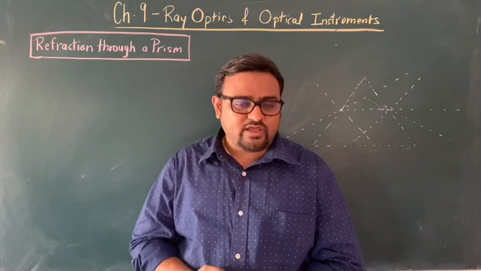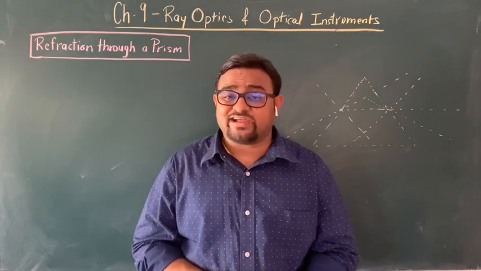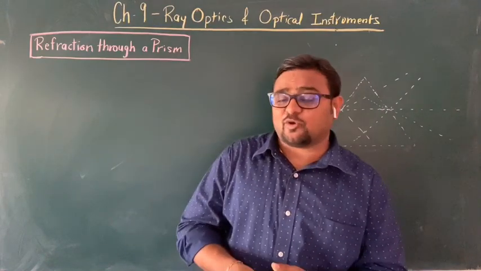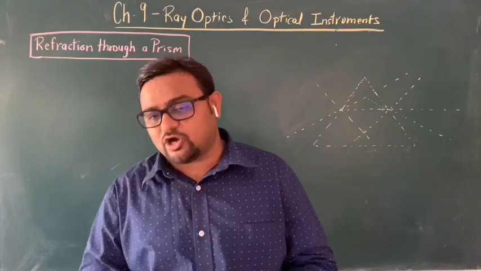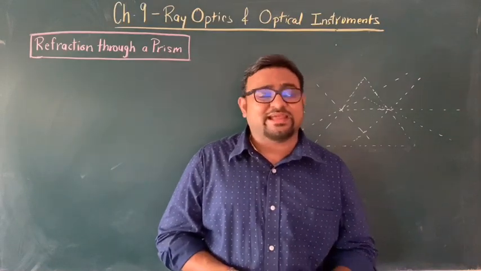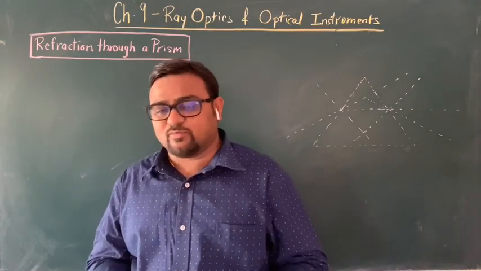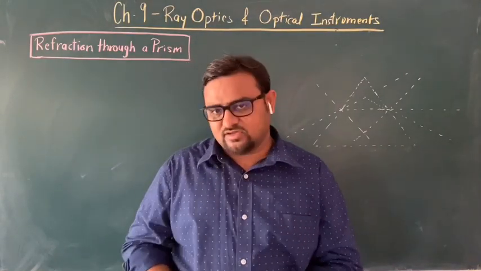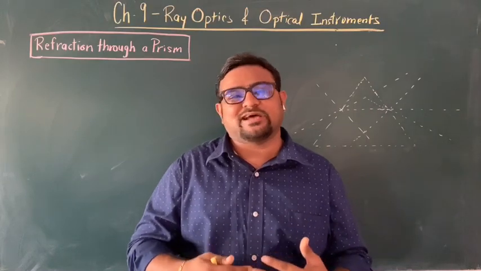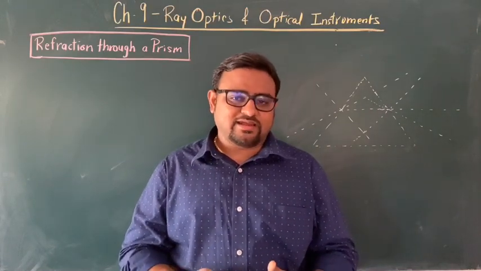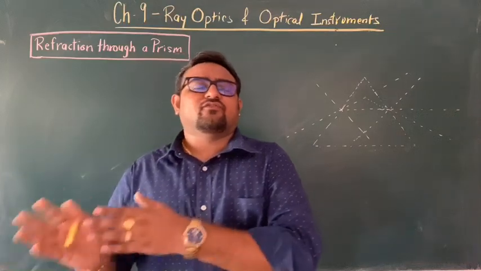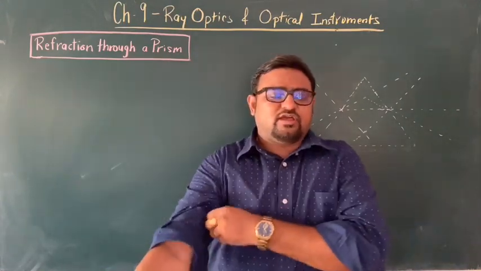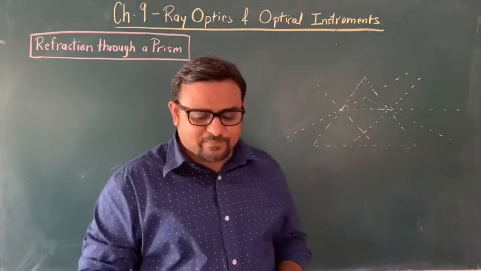Now today we'll start with refraction through a prism. Refraction through a prism is a lengthy topic, a very important topic. It can be asked for 4 marks in the board examination. We will split it in two parts. First, we'll derive the prism equation, and then we'll find out the formula for the refractive index of a prism. So first, let's start with the prism.